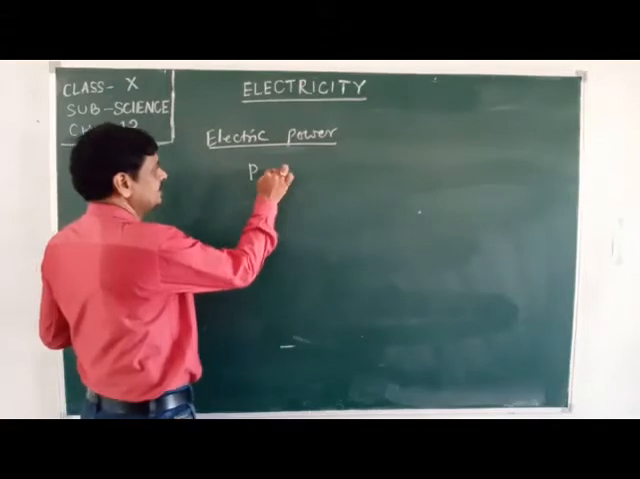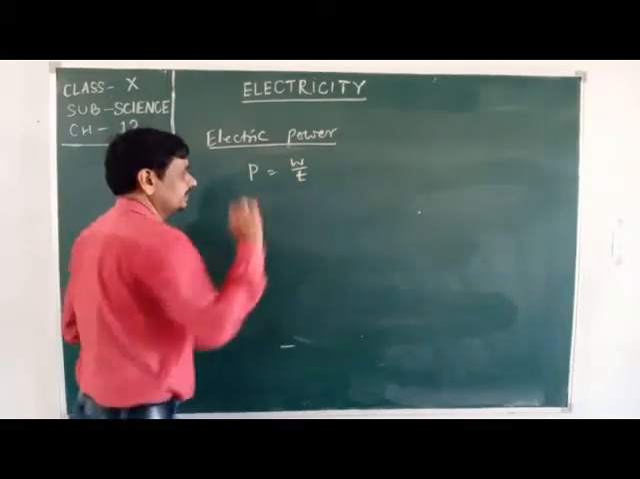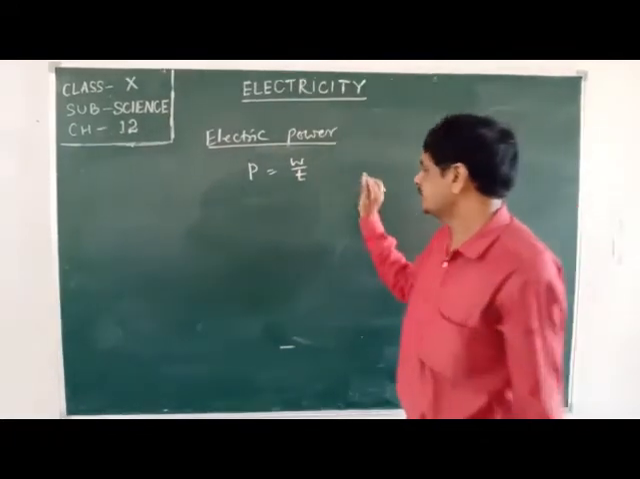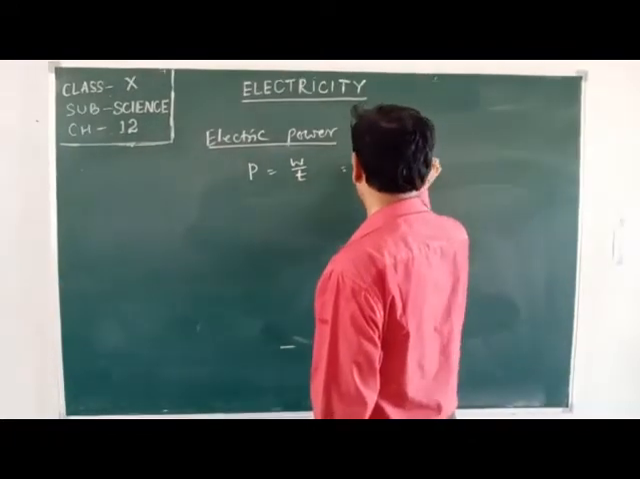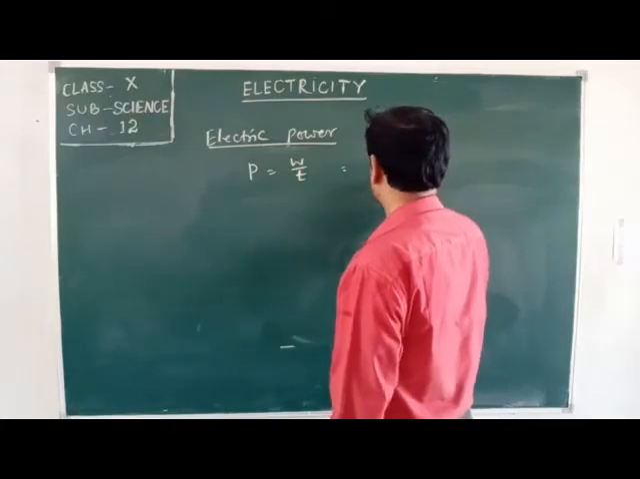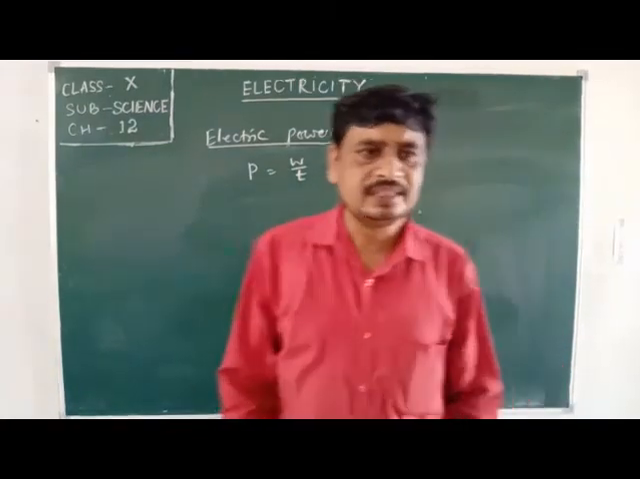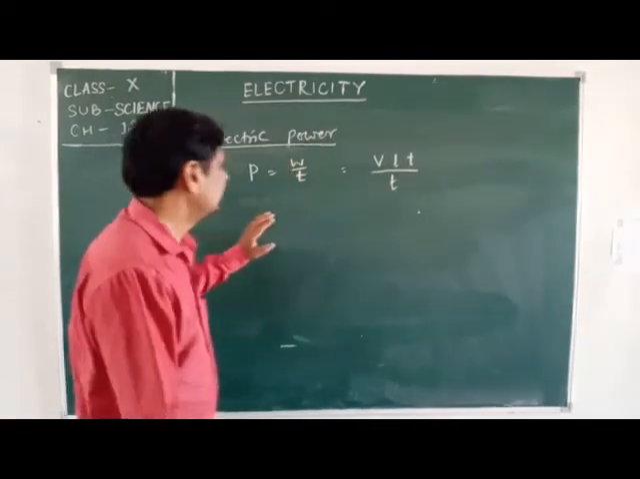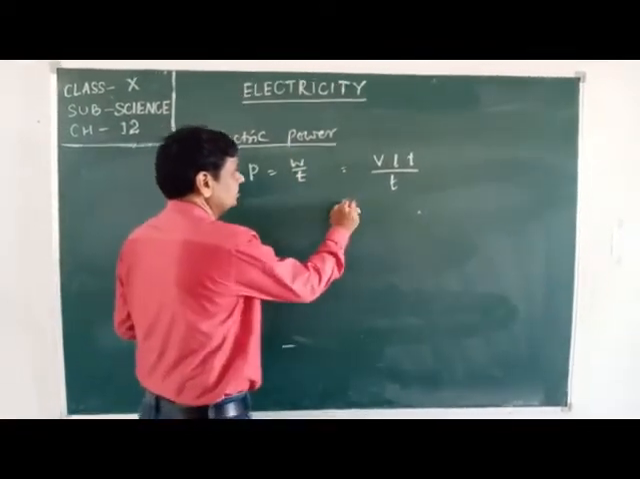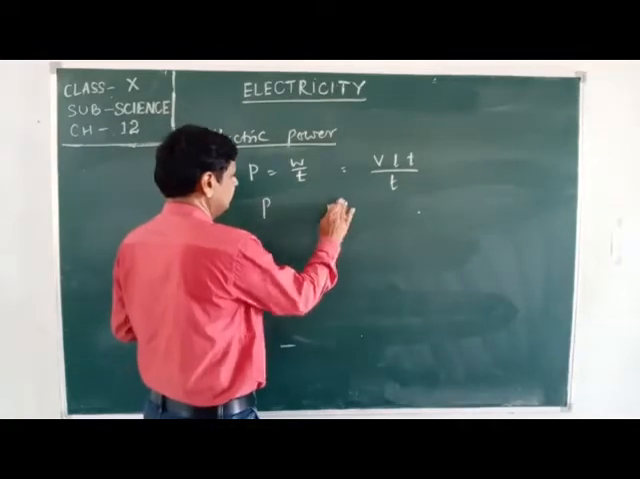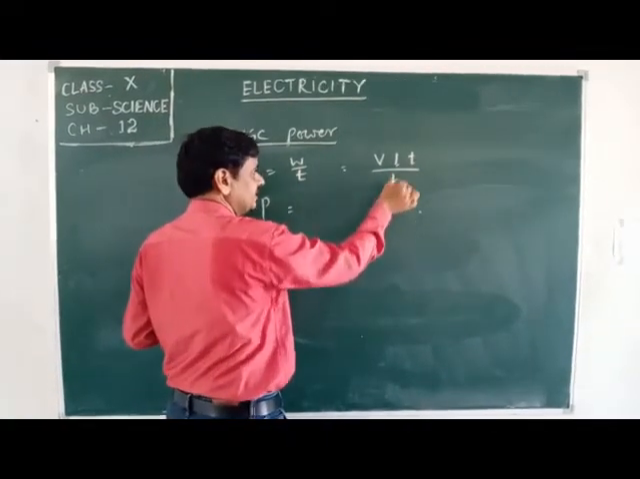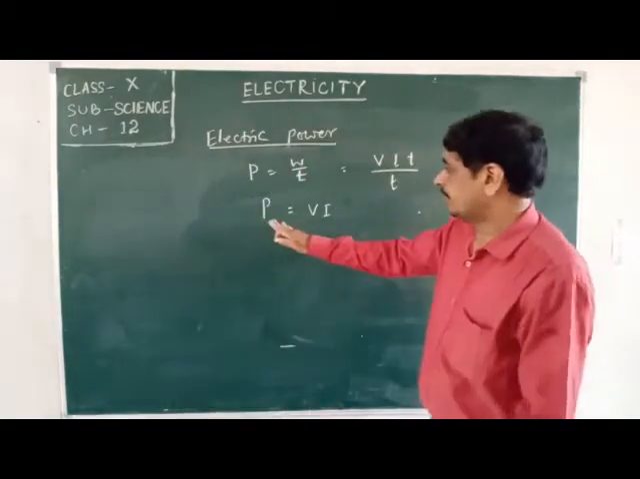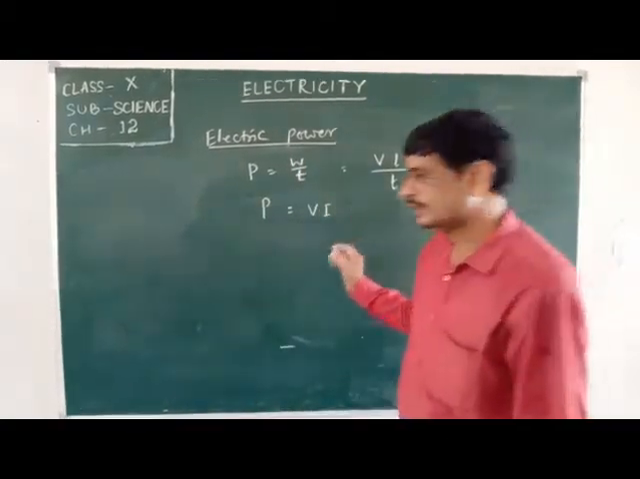Here, P is equal to W by T. But this work, W, is equal to V into I into T. So P is equal to V into I into T by T. T will be cancelled here, and P is equal to V into I. Power is potential difference into electric current.